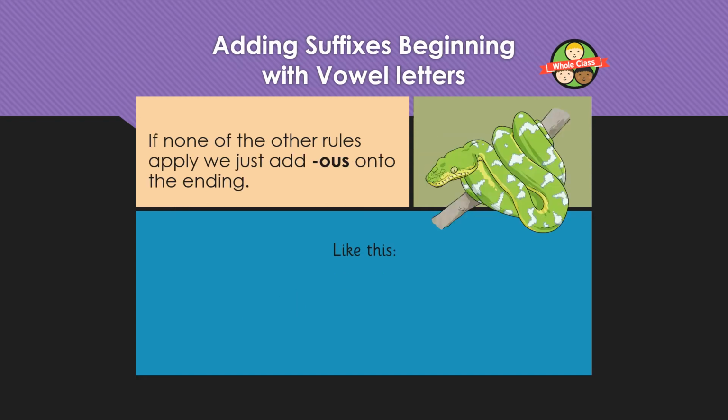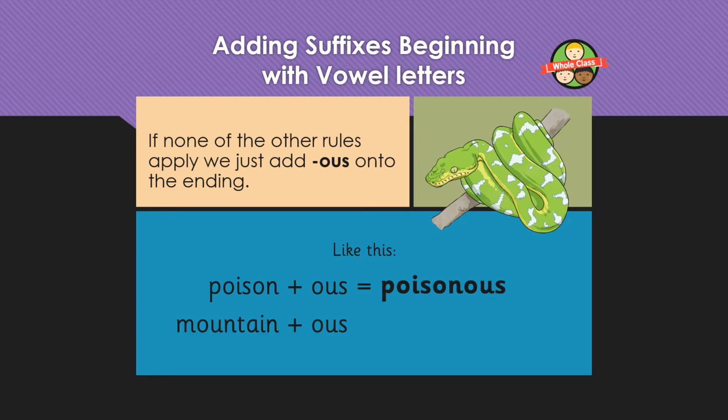If none of the other rules apply, then we just add OUS onto the ending. So if it does not end in a consonant and a Y, you would not change the Y to an I. If it doesn't end in a vowel and a Y, you wouldn't just add OUS. But if it doesn't follow any of the previous rules we have explained, you would just add OUS. So poison would become poisonous. No change to the root word. Mountain would become mountainous. Again, no change to the root word.